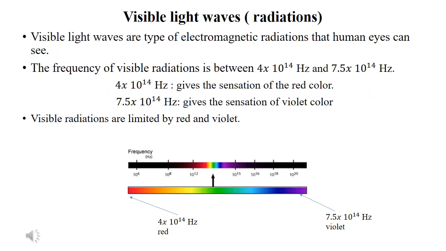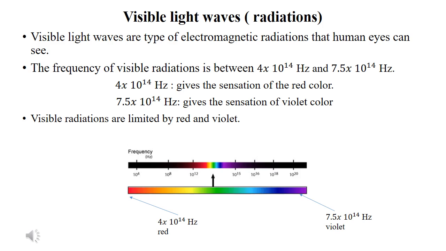What are visible light waves or visible radiations? Visible light waves are a type of electromagnetic radiations that human eyes can see. The frequency of visible radiations is between 4 × 10^14 and 7.5 × 10^14 Hertz. So everything between these two can be seen by the naked eye.